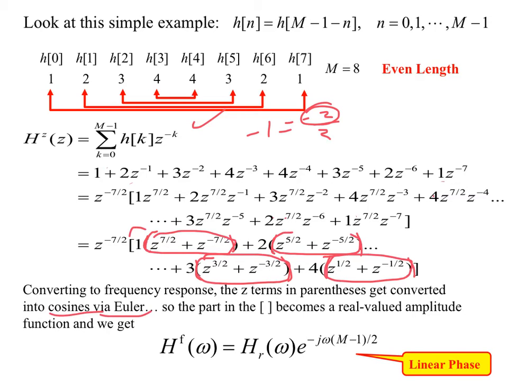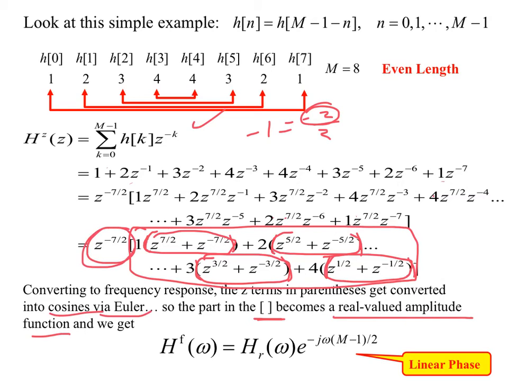And so this whole square bracket thing, now we've just established, is real, but could be positive and negative. So that whole bracket thing out in front, or actually not out in front, in the back, becomes a real valued amplitude function. And so this thing here ends up being -7 over 2. Well, m was equal to 8, so it's m minus 1 over 2. And when we substitute in for z, we get the omega term there. And so look what we've essentially established.